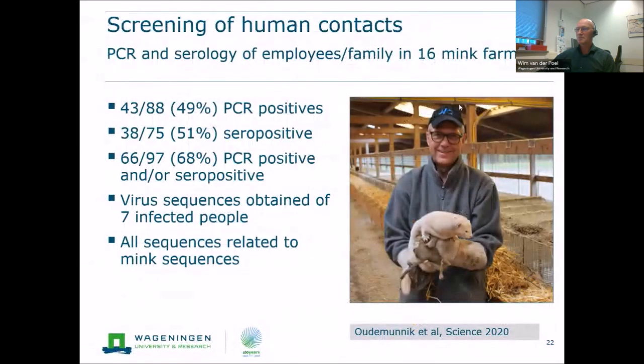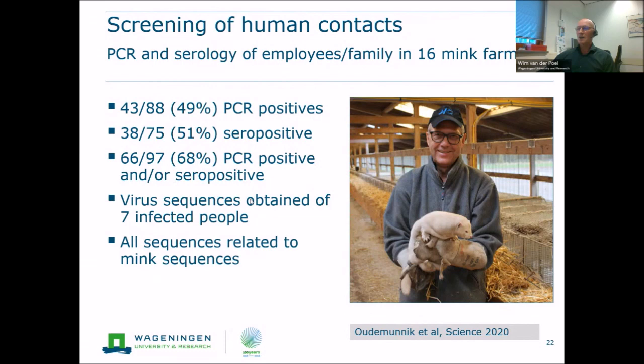In the first 16 farms, we tested a lot of keepers in the farms, and of these people working in the farms, 97 were tested by either PCR or serology, and 66 of those people, so 68%, were found to be infected with SARS coronavirus 2. And when we sequenced 7 samples, we were able to obtain 7 full sequences of people, and all these sequences were related to the mink sequences.